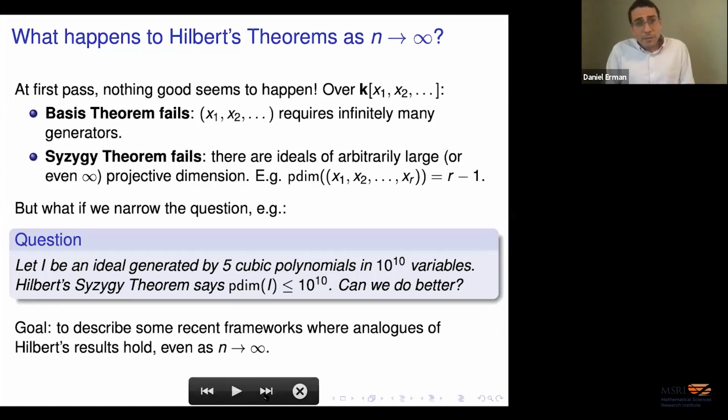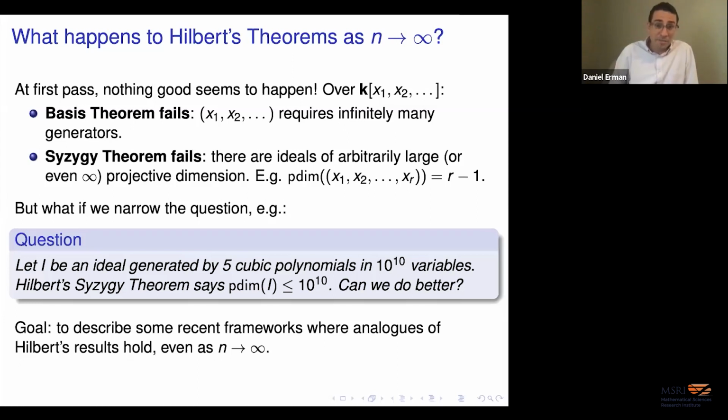So we want to ask what happens to Hilbert's theorem as n goes to infinity. And the first pass is, well, nothing good seems to happen, right? As n goes to infinity, there's one natural limit of the polynomial ring in n variables, which is you just take the polynomial ring in a countable set of variables. And for this ring, the basis theorem fails. You can find an ideal that requires an infinite number of generators.